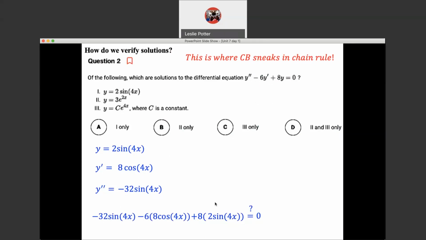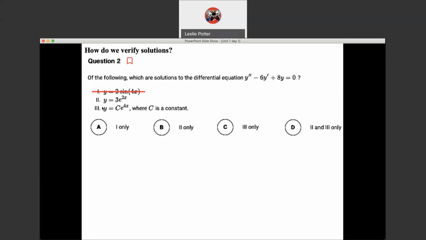Okay, so doing the math here, we can see that we have a combination of sines and cosines. There's no possible way we're going to be able to make that equal to 0, right? We might be able to get negative 32 sine 4x and that positive 16 sine 4x. So the sines don't even go away, and there's no way for the cosine to go away. So without even doing any additional math, we know that that's not going to be a solution to the differential equation. So we know 1 is out. So that means A is out. And that's the only one we can eliminate right now.